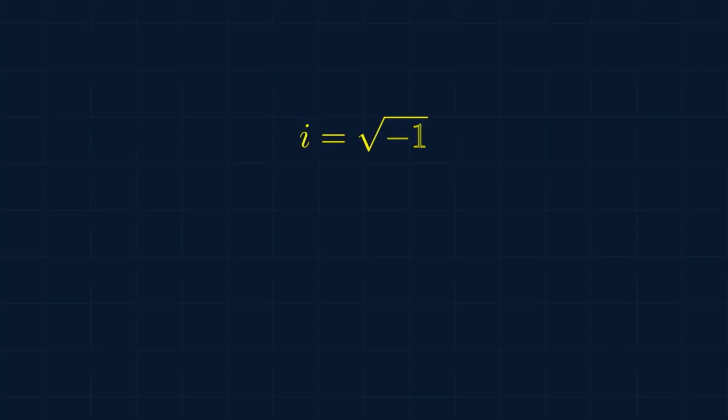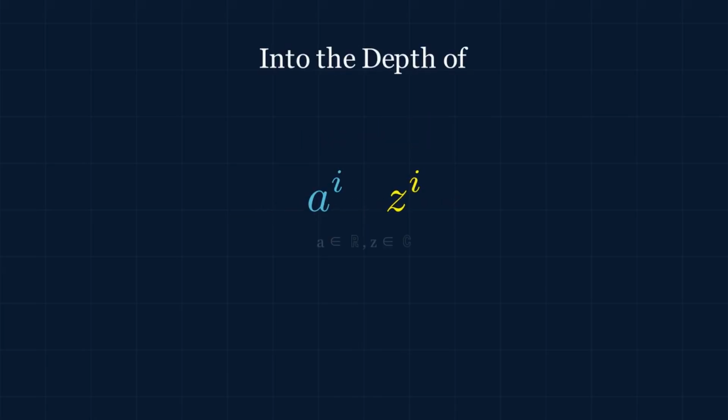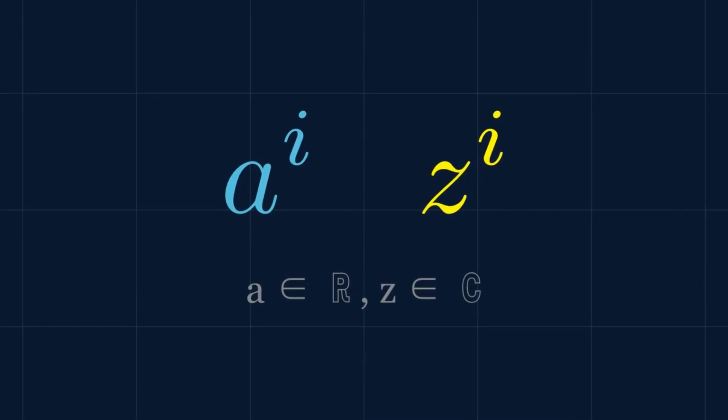This is the iota, which is the square root of -1. If we raise it to the power of iota, the result is surprisingly a real number. In this video, we'll go into depth on what raising any number to the power of iota means.